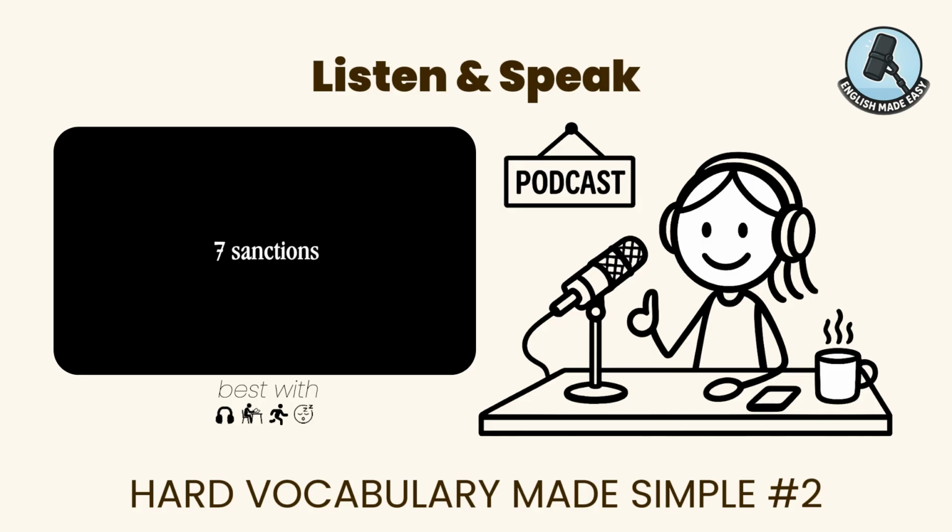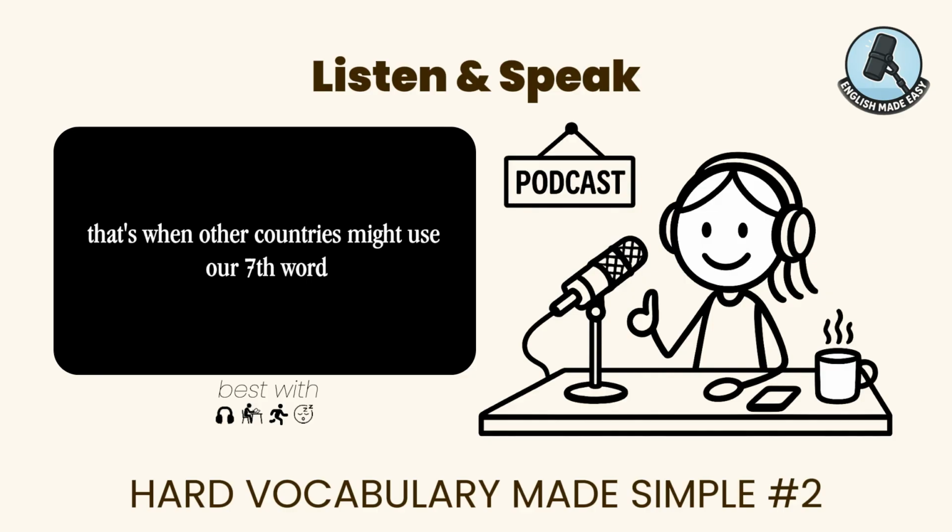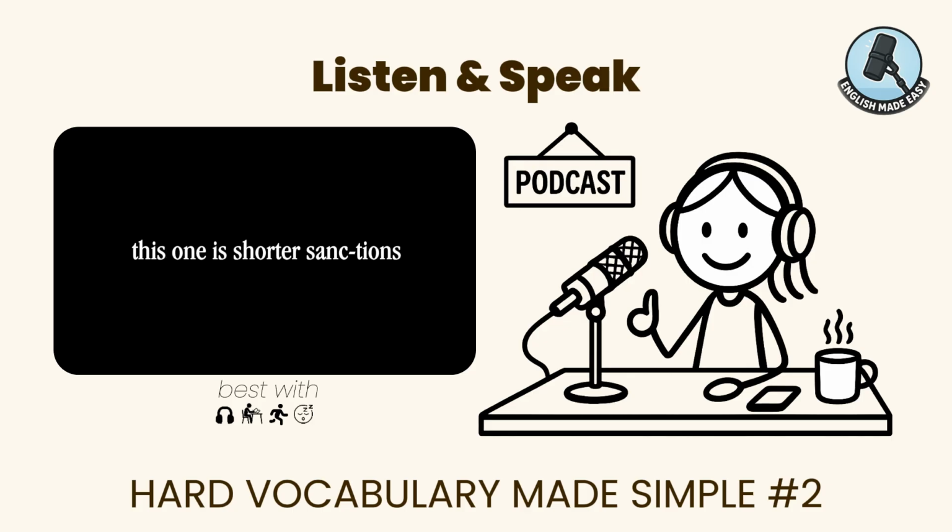7. Sanctions. But what happens when diplomacy doesn't work? What if one country continues to break international rules and talking isn't enough? That's when other countries might use our seventh word, sanctions. Let's practice the pronunciation. This one is shorter.